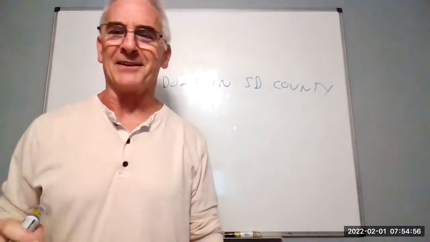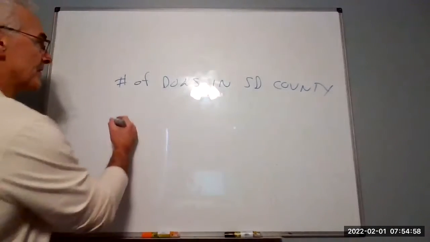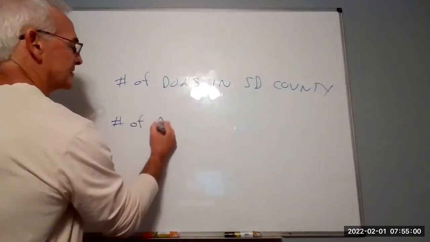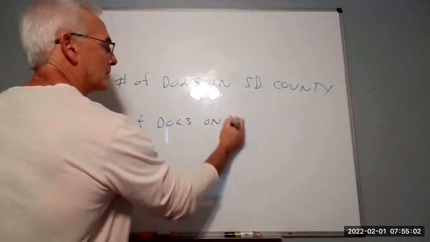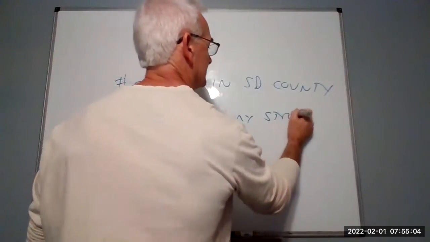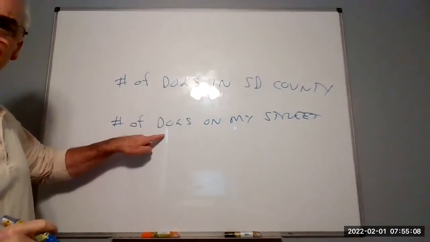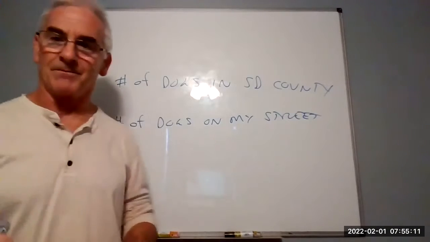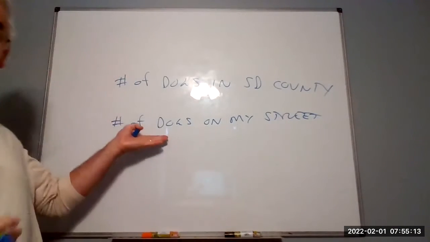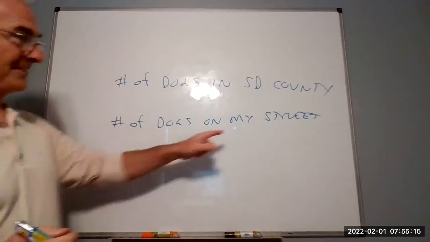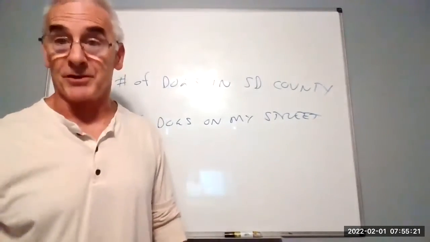I don't think it'd be that. Now, what if I said the number of dogs on my street? Would this be a parameter? No, this would be a statistic. No. Because why? Why would this not be a parameter? It's a sample. Yeah, it's only some of the dogs. It's not all of the dogs.